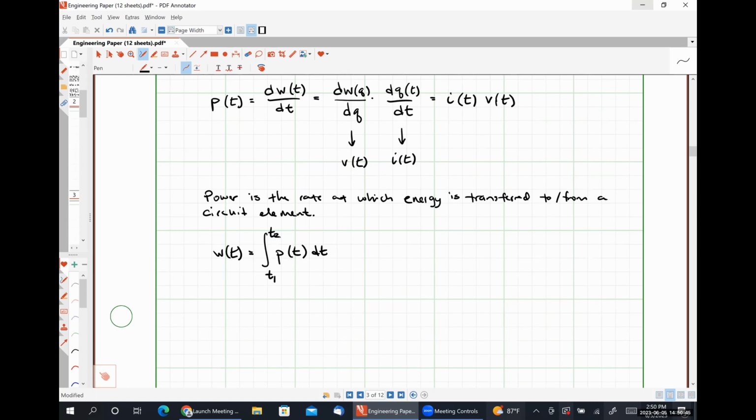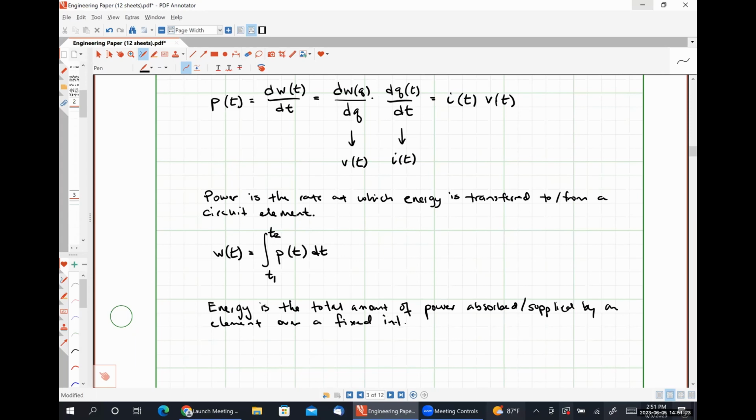Like so. So we can say that energy is the total amount of power absorbed or supplied by an element over a fixed interval of time.